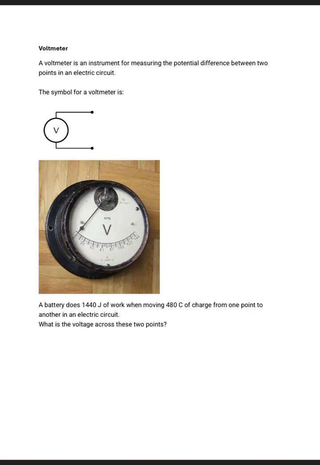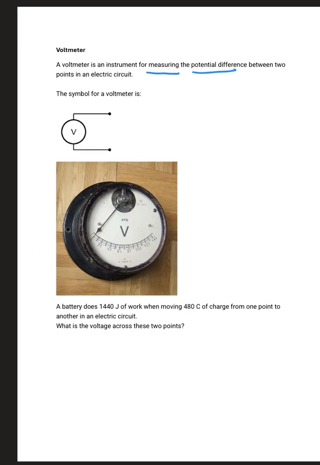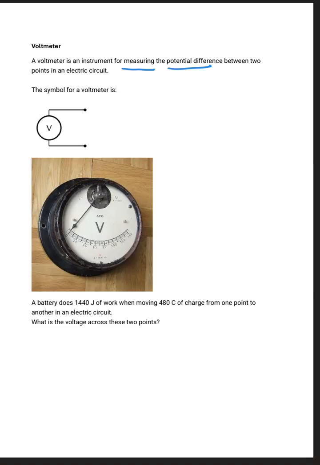Next we now have the voltmeter. So a voltmeter is an instrument used for measuring the potential difference between 2 points in an electric circuit. So you can see here you have point A and then you have point B. So the voltmeter is used to measure the potential difference between 2 points in a circuit.